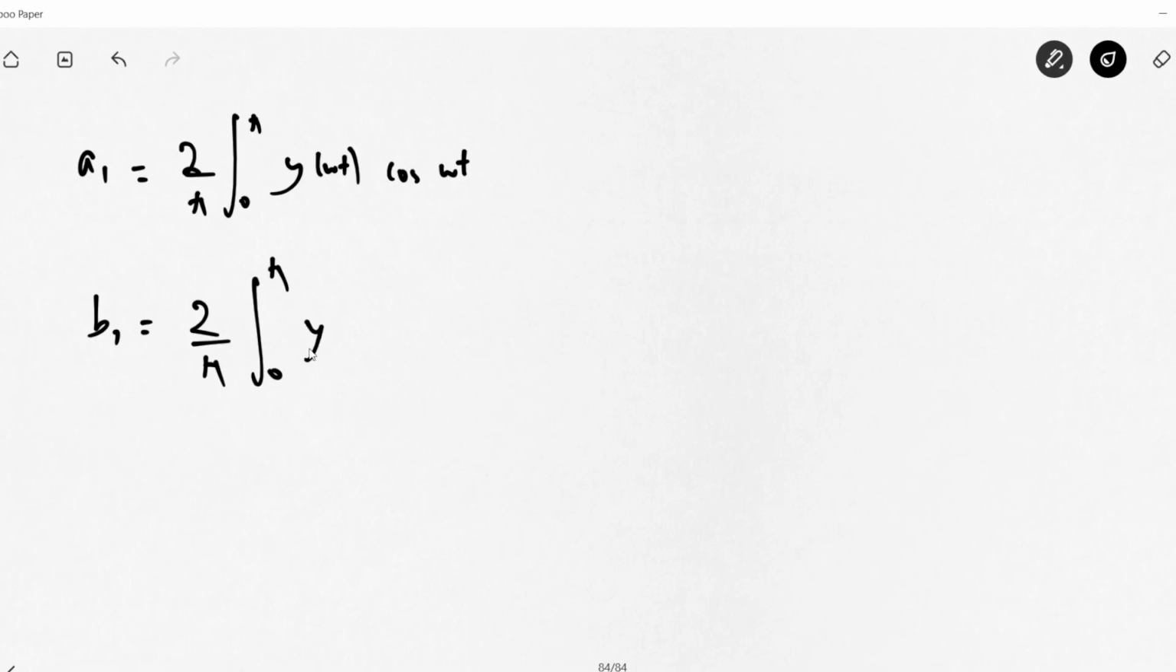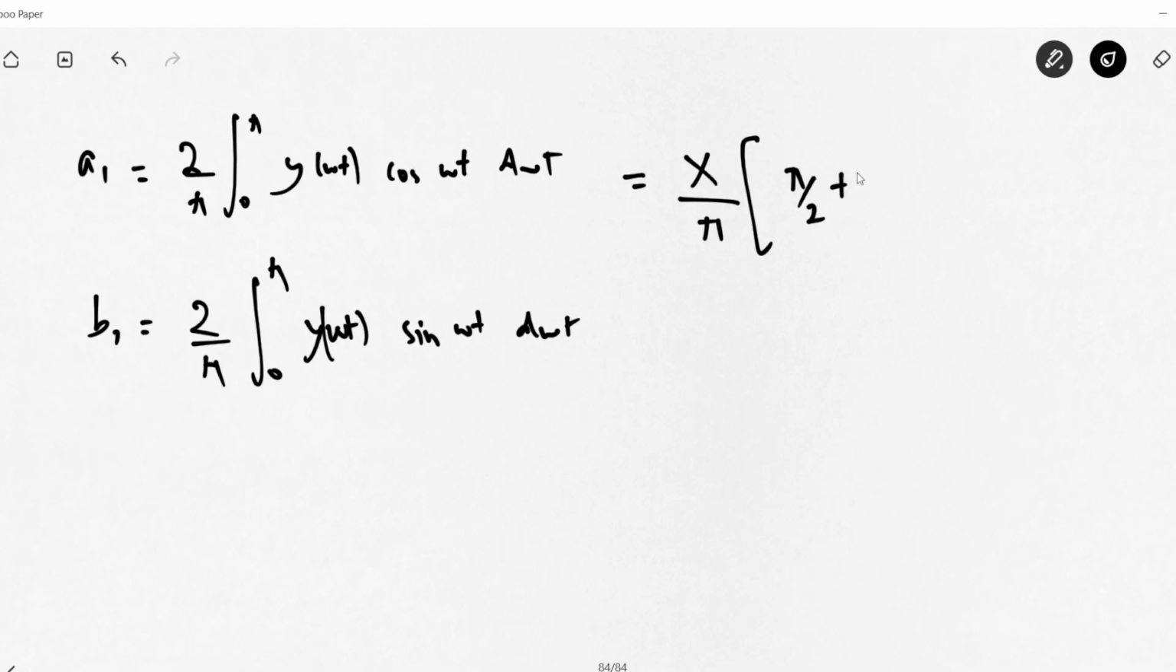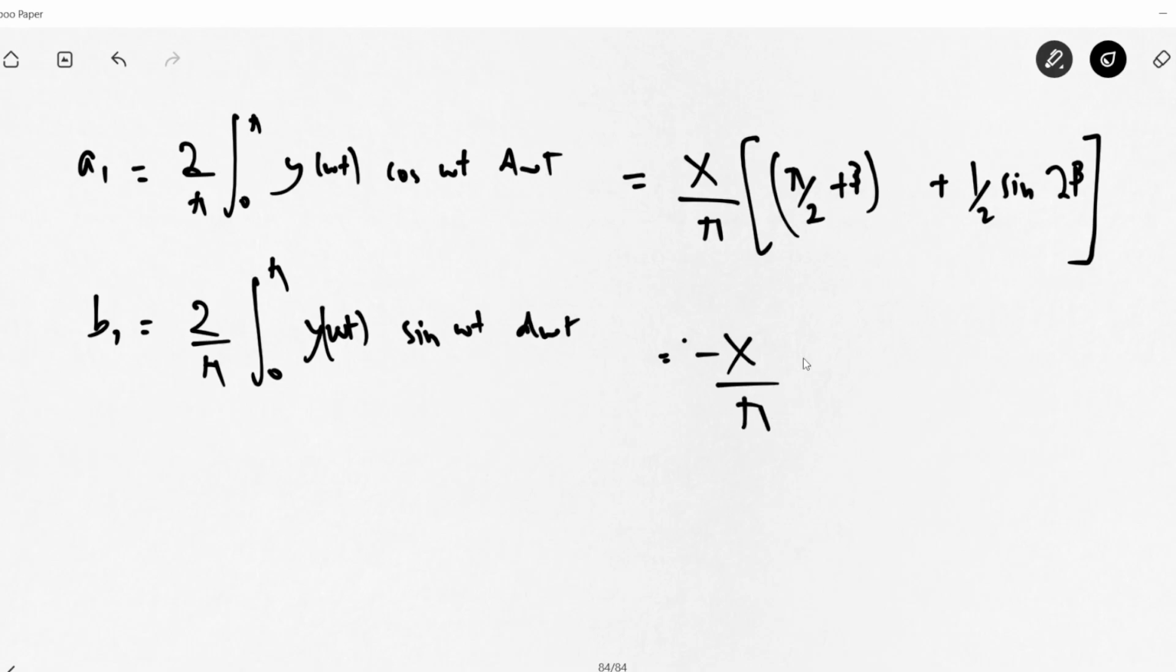Similarly b1 will be equal to 2 by pi integral 0 to pi y omega t sin omega t d omega t. So on substituting and finding out b1 again, a1 you will see it will be equal to x divided by pi times pi by 2 plus beta plus 1 by 2 sine 2 beta, and b1 will be equal to minus x by pi cos square beta.